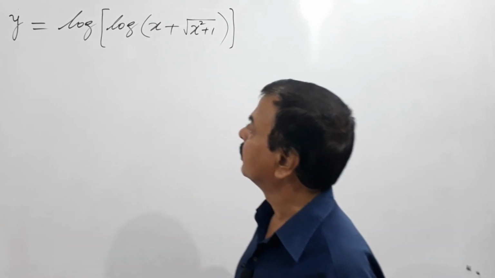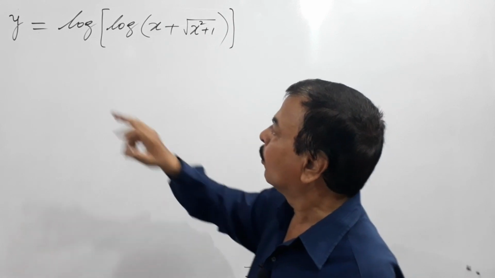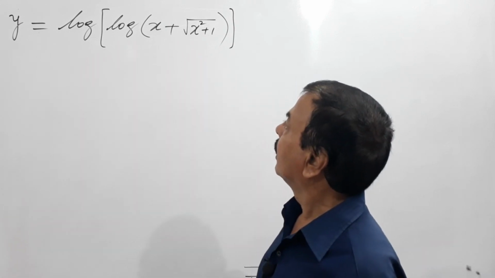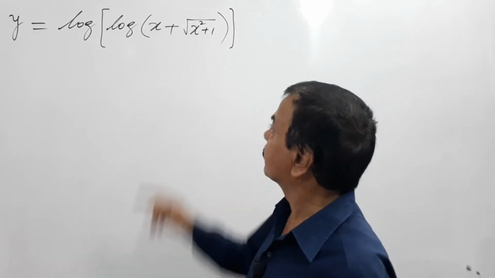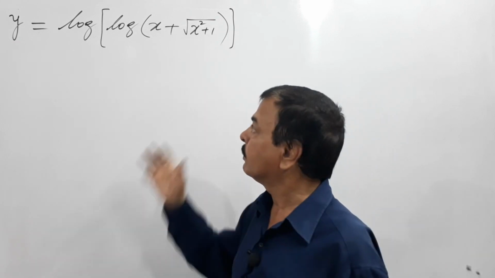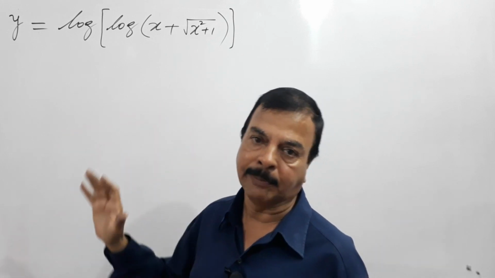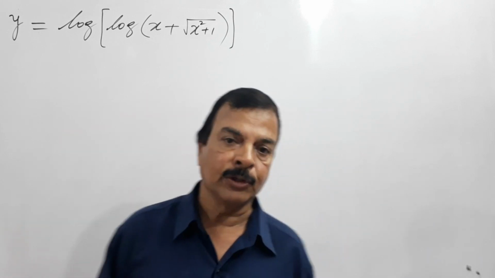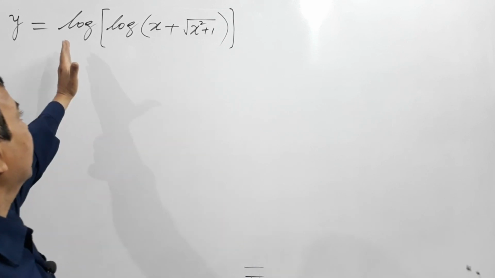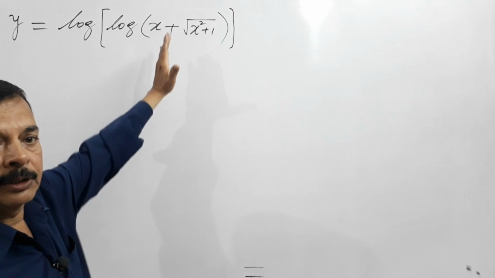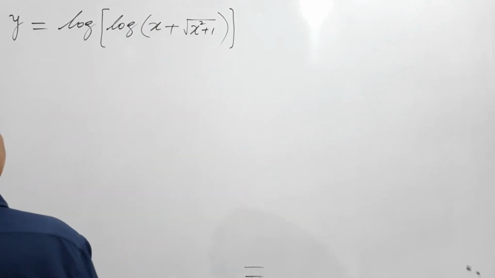So dear students, we have one more problem. y equals log of x plus under the root x square plus 1. This is a very simple problem if you know the steps and the concept. So let's solve this. I'll show you how to go about this. First we consider this log function and later on the other log function. So we'll differentiate this straight away.